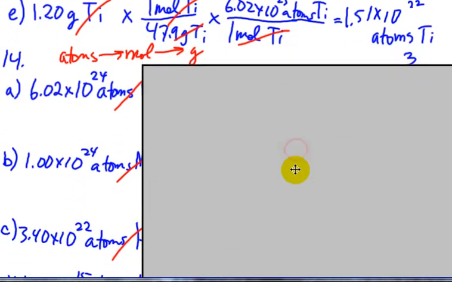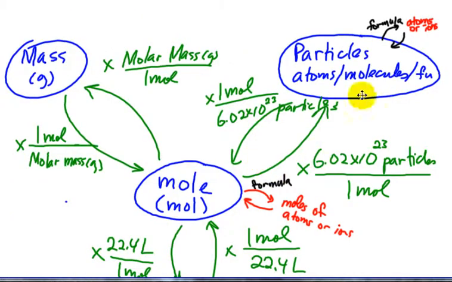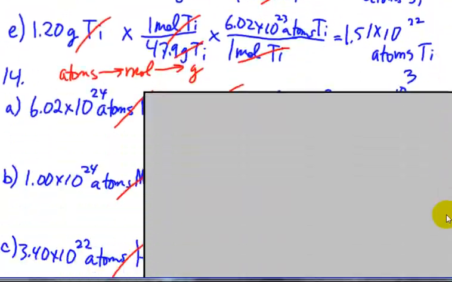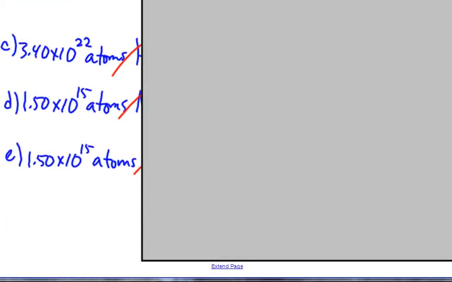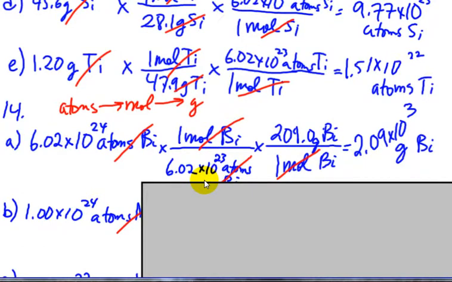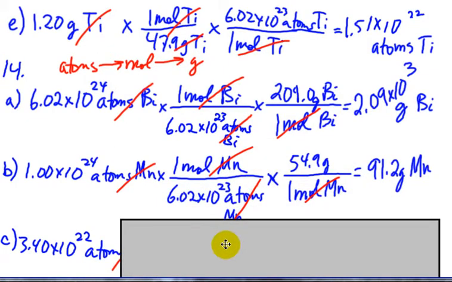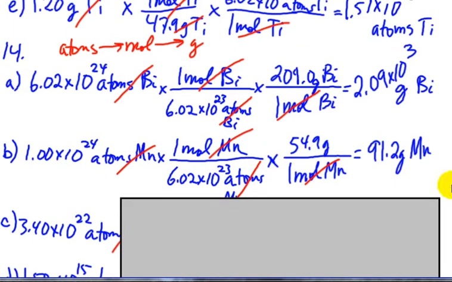Okay? Number 14 is vice versa, going from atoms to grams. So we're starting here in the particle bubble. We're going to multiply by 1 over 6.02 times 10 to the 23rd, then multiply by the molar mass. If you look at how the first two were done, first of all, multiply by 1 mole over 6.02 times 10 to the 23rd. And then multiply by the molar mass, it's bismuth, 209.0 grams. Then atoms cancel, moles cancel, left with grams. So if the units cancel right, chances are you have it set up correctly. Looking at manganese, first of all, multiply by 1 mole over 6.02 times 10 to the 23rd, then by the molar mass of manganese.